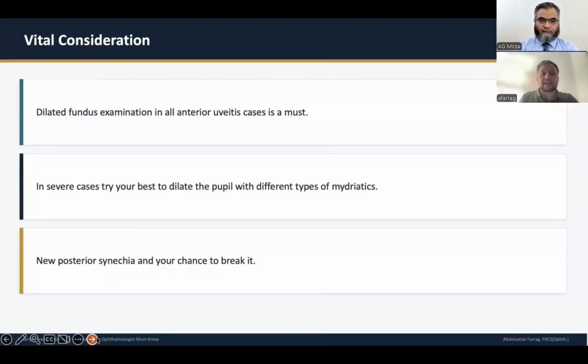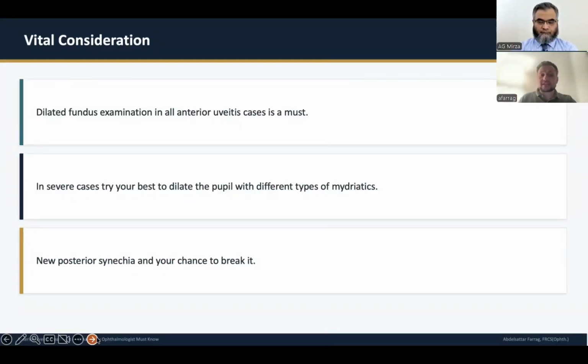So basically, dilated fundus examination in all anterior uveitis cases is a must. Because without dilated fundus examination, we can't label the case as anterior uveitis, in both eyes, not only the affected eye in case of unilateral, because many cases may have posterior segment involvement in the other eye and anterior segment involvement in one eye.